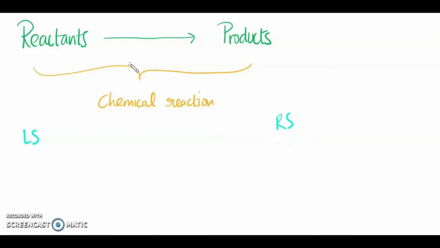And the chemical reaction is shown by this arrow, right? So we have the reactants reacting together, and then we show the reaction taking place with this arrow. And on the right side, we write our products.